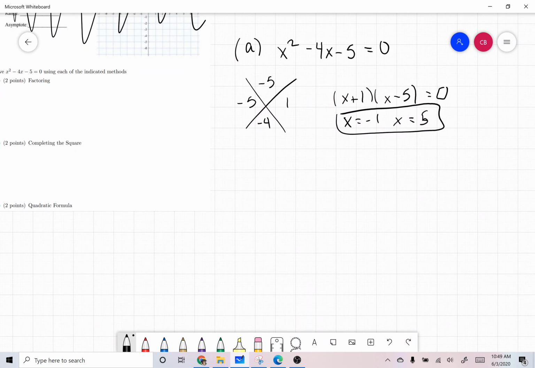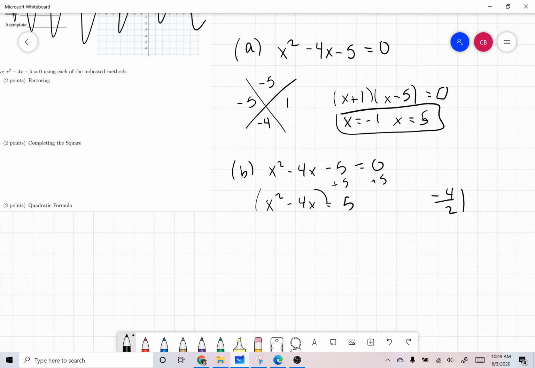Now, if you do this by completing the square, this is part B, x squared minus 4x is equal to 5. I just add the 5 to the other side. Then I complete the square on this. So I have negative 4 over 2 squared, which is negative 2 squared, which is equal to 4.